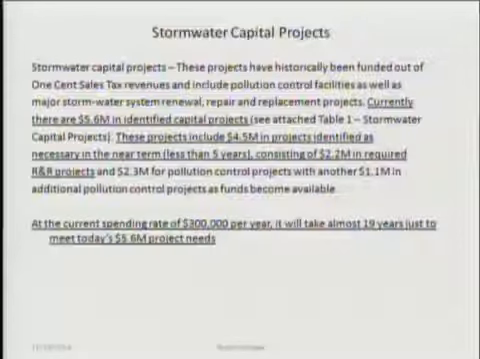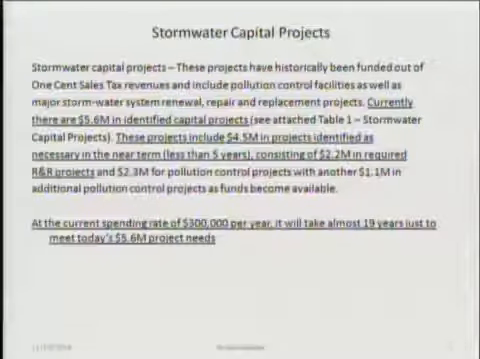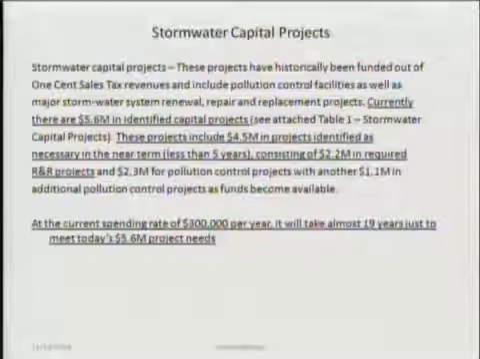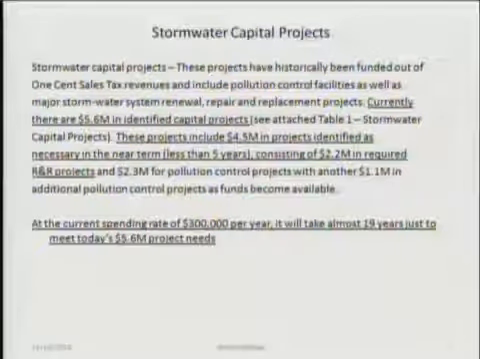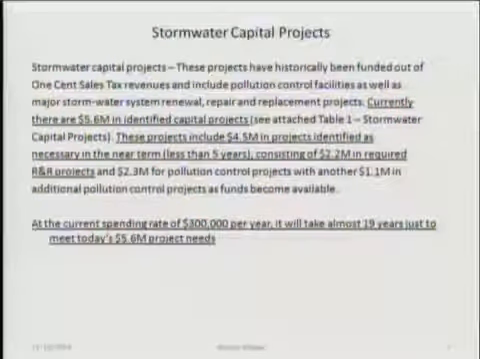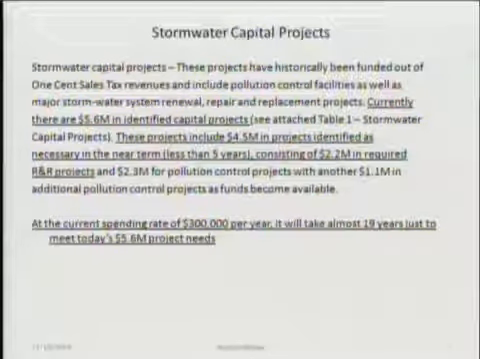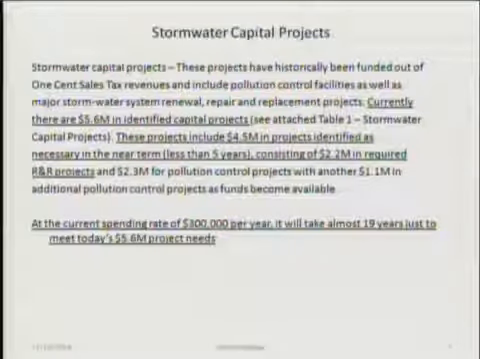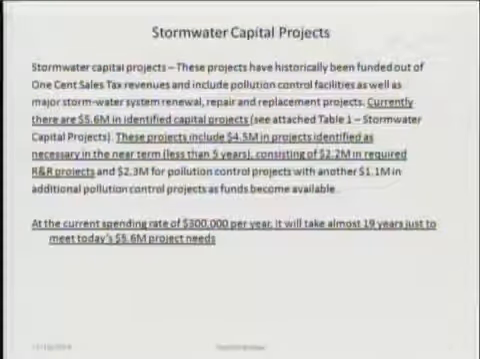It's critical for the lagoon, but it's just as critical for the financing of the city and to fix the deferred problems we have in stormwater utility. At the current rate of $300,000 per year, and it really isn't 300. Last year it was 200. It'll take almost 19 years just to meet the $5.6 million that needs to be done in the next 5 years. In other words, the money's nowhere near in sight.